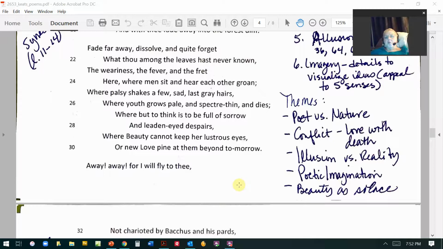Again, we talked about Keats likes to put those conflicting things in opposition. So we see love with death. I'm in love with death. Death is joyful, right? We have illusion versus reality, which is a theme we saw in La Belle Dame sans Merci. We see the poetic imagination, the power of the poetic imagination to visualize this, to think, right? And then beauty as solace, that nature and beauty can give him truth that helps him free himself at least for a little bit of time from the cares that are really weighing him down.